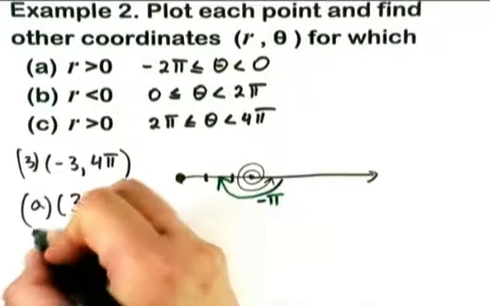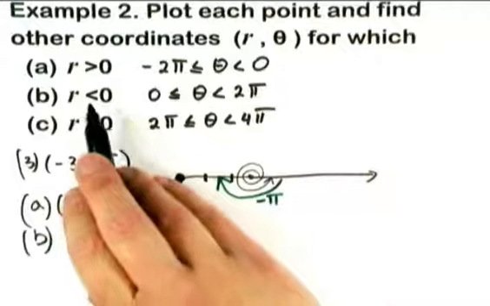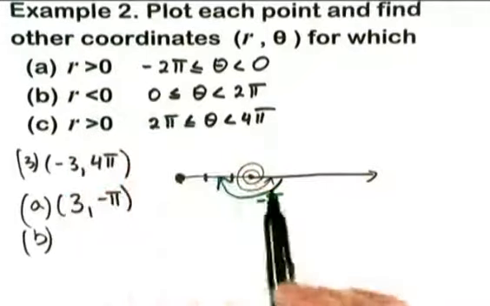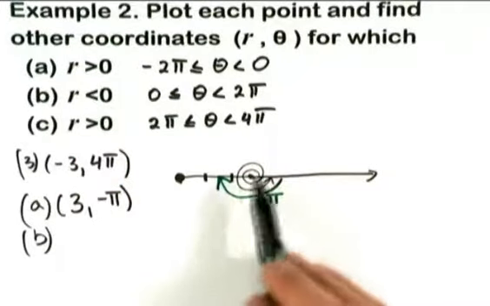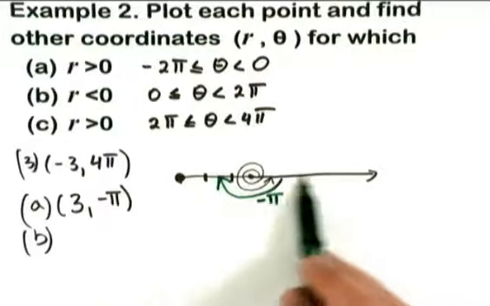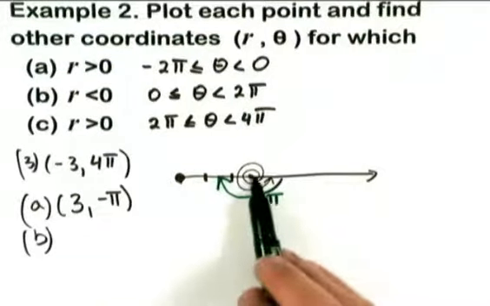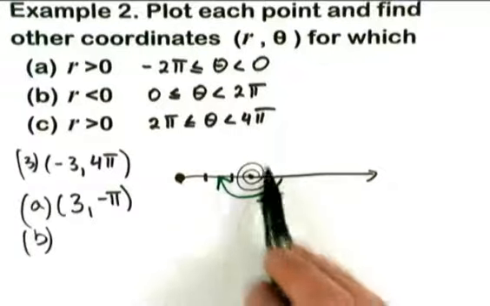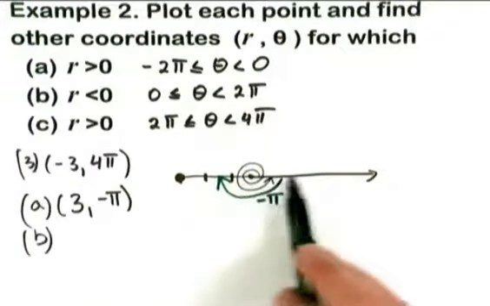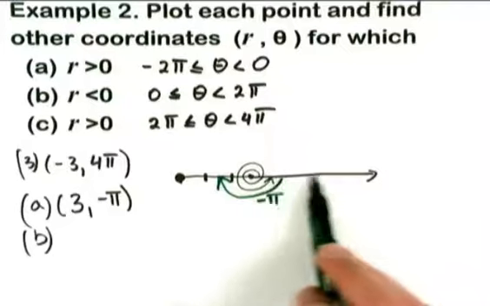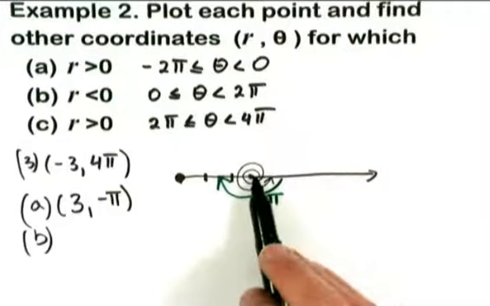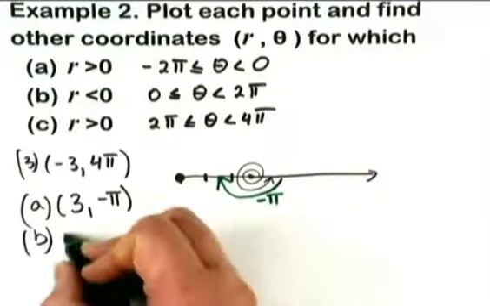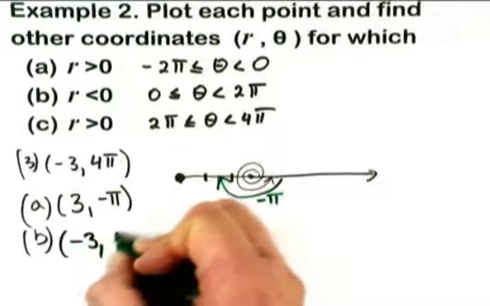And for B, they ask for negative distance but positive angle. So negative distance is going to be on the opposite side, so my angle must end up on this side. So this can be 2 pi or this can be less than 2 pi. So we need to have 0 angle. 0 angle is right here, and now I'm going to the opposite side, so it's going to be right here. So -3 and 0 angle.